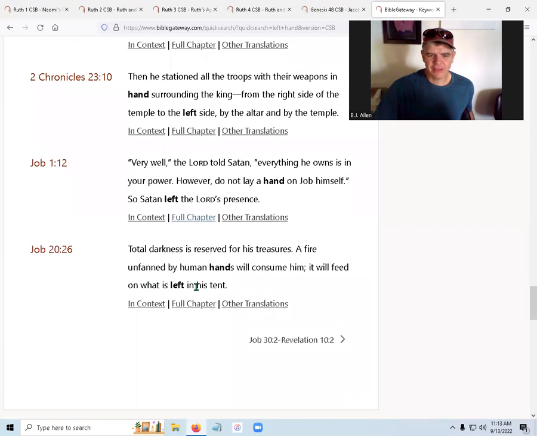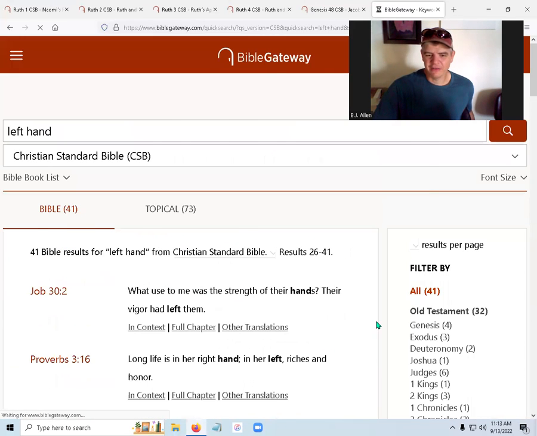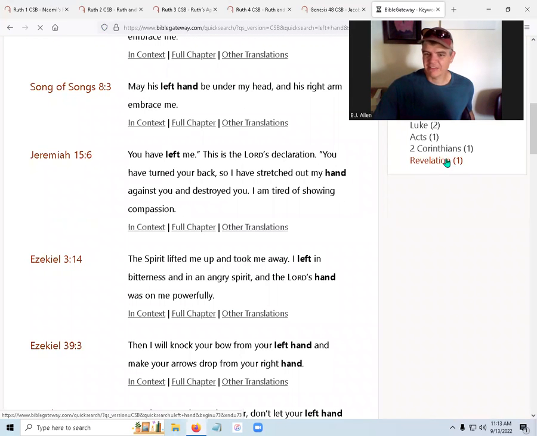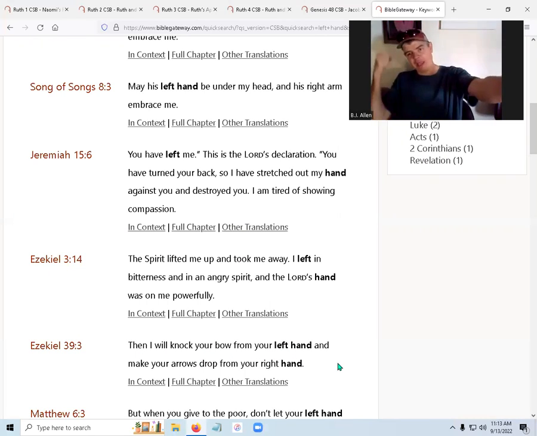What is left in his tent? Satan left. Look at that, we're already done because it's Revelation 10. Revelation is the very last book of the Bible. Then I will knock your bow from your left hand and make you drop your arrows from your right hand. People hold their bow with their left hand. They aim with their right. I mean, I don't know.